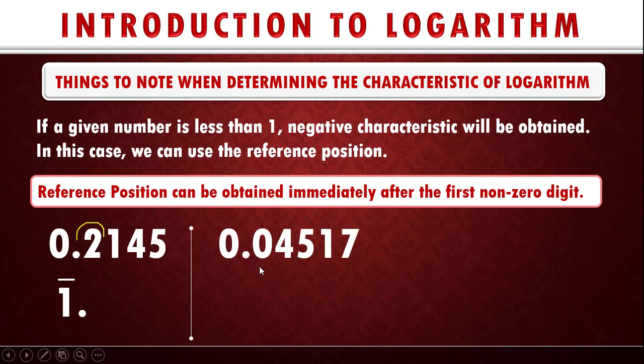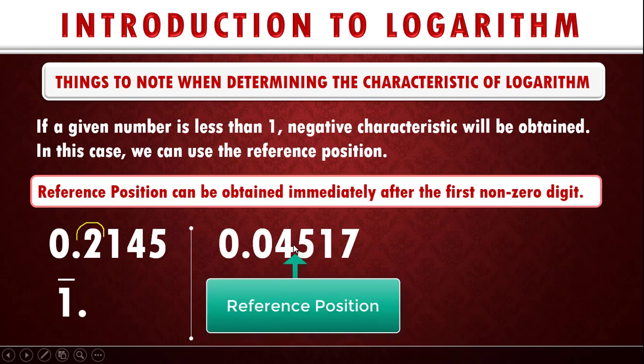The reference position will be located immediately after your first non-zero digit. So let's try to see. This is the first digit, this is the second digit, but this one is starting with 0, and this one is starting with 0. So our reference position cannot be here. Our reference position will truly be where we have the first non-zero digit. This 4 is the first non-zero digit, so our reference position will be immediately after it, in between 4 and 5. So our reference position is around here.